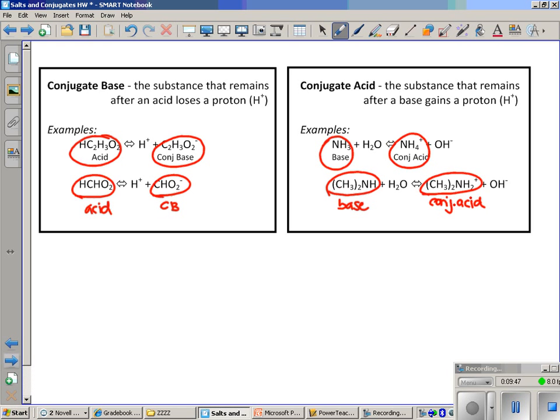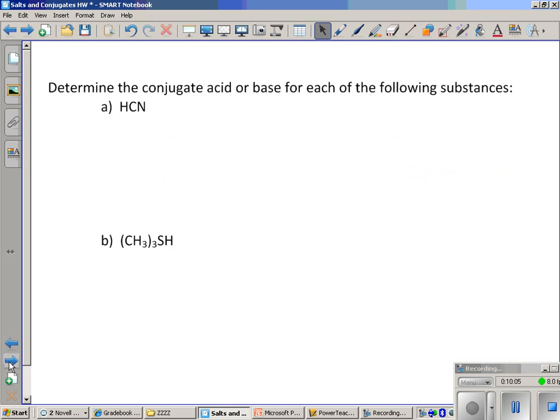Now, you might be asking how I knew that (CH3)2NH was a base, and I can tell that because they gave me my reaction, and it produced OH-. Anytime you produce OH-, then you're producing hydroxide. That's the definition of a base. So you should be able to pick those out.